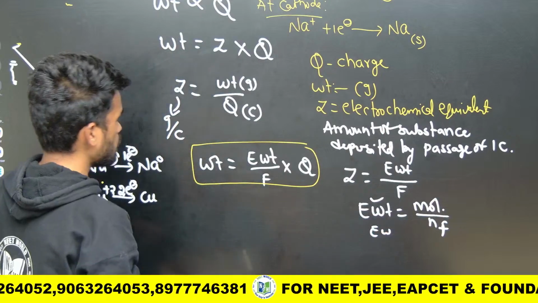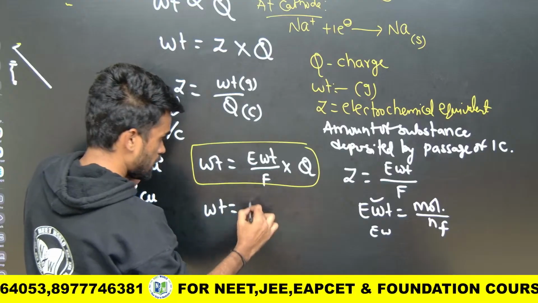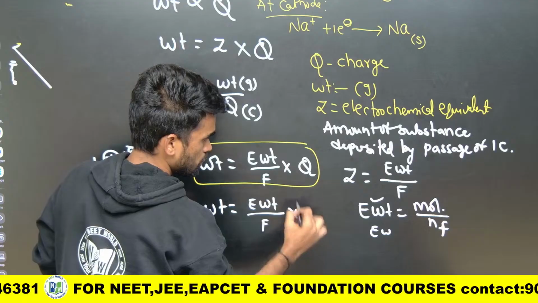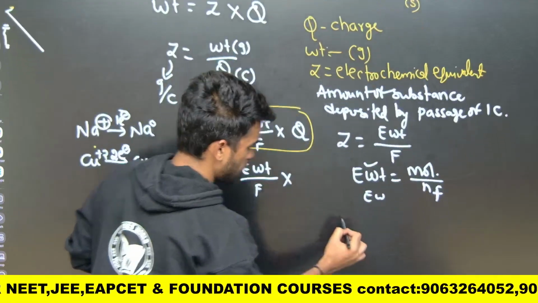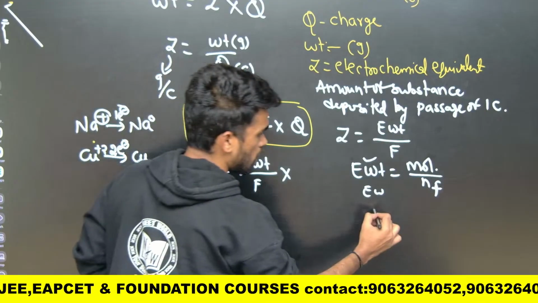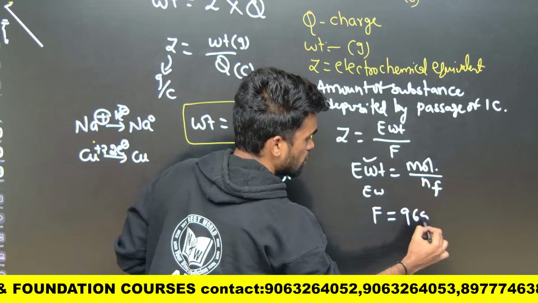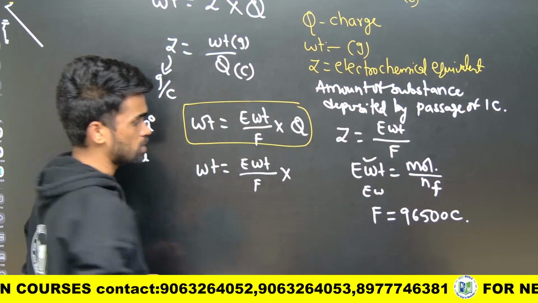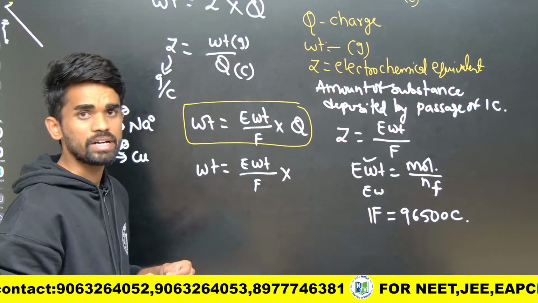Okay, so now write this. Weight equals equivalent weight by F, Faraday's, into Q, where F is the charge of 1 mole of electrons. If you calculate the charge of 1 mole of electrons, you will get around 96,500 coulombs. It is considered as the Faraday, and its value is 96,500 coulombs.